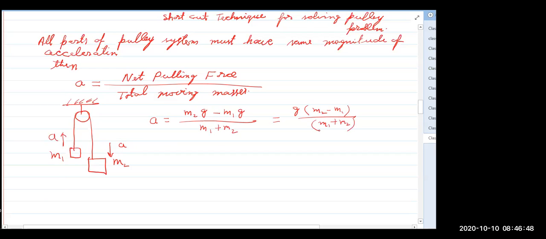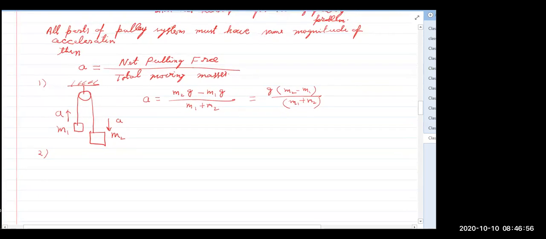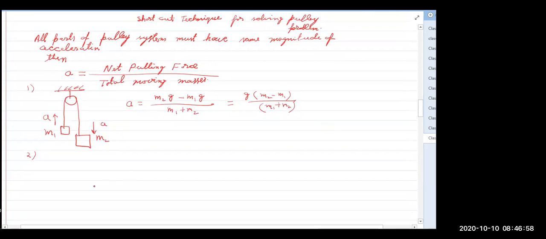So this is just one example. I am going to give another example. Suppose we have an incline like this, with angle theta. An object is placed over it, and this is capital M and this is small m.